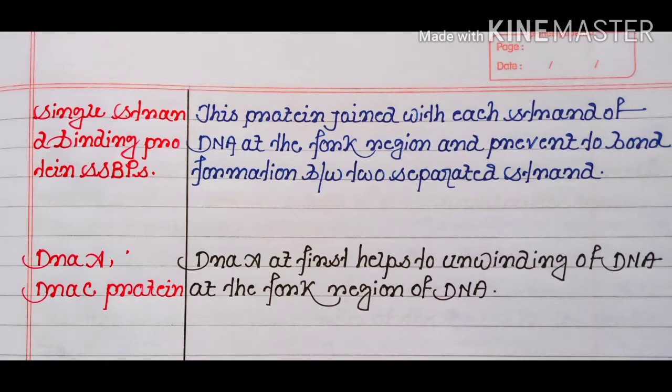Next, the single strand binding protein or SSBPs. This protein binds with each strand of DNA at the fork region and prevents bond formation between the two separated strands during replication. Next, the DNA A and DNA C proteins. The DNA A at first helps to unwind DNA at the fork region of DNA.